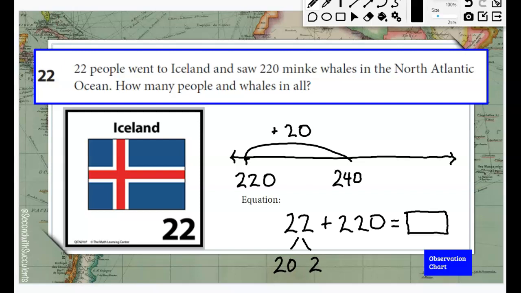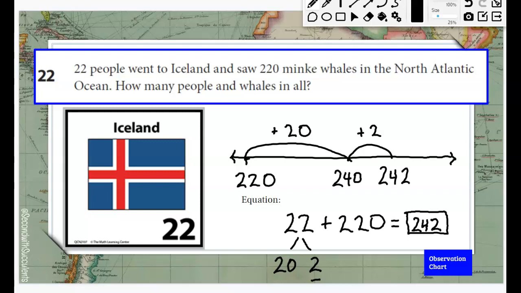Now you may have taken smaller jumps. That's okay too. Then I just have my 2 ones to add. Plus 2 is 242. Show a connection if you got the answer of 242. Now, you may have solved this problem in a different way. Let's have a look at our next story problem.